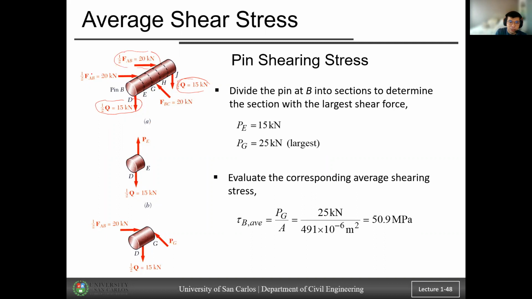Okay, so next question is 20 and 20. This is coming from member AB. So that's why you have 20, 20. So asa man ka ng force BC nga 20. Di ba ang ato ang force BC is 25.